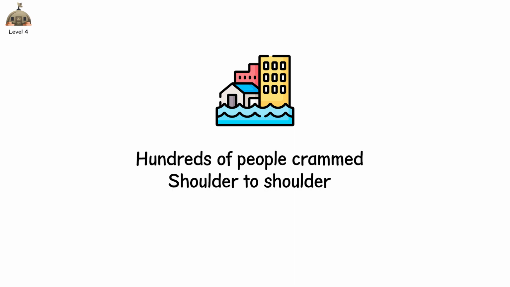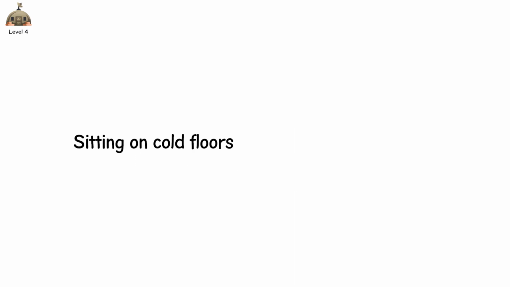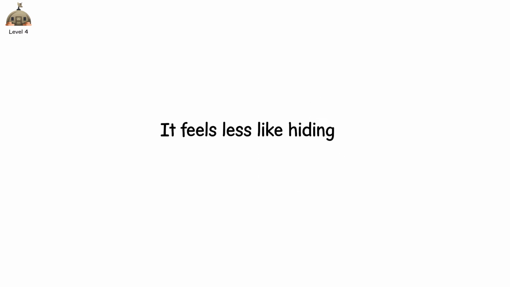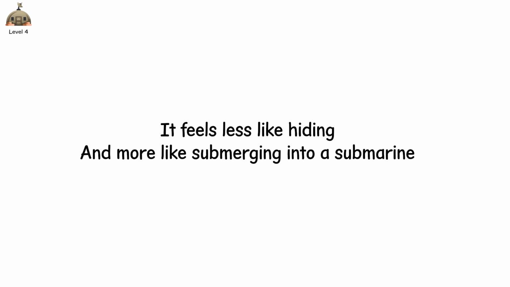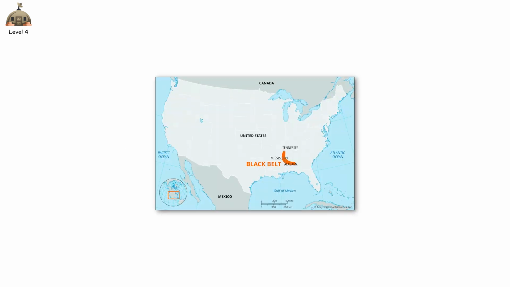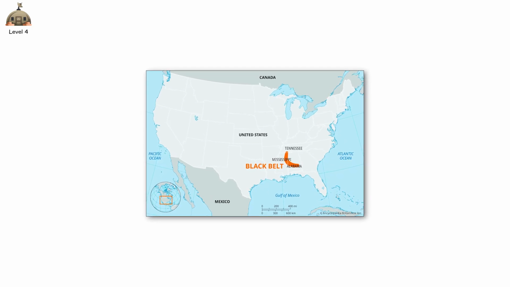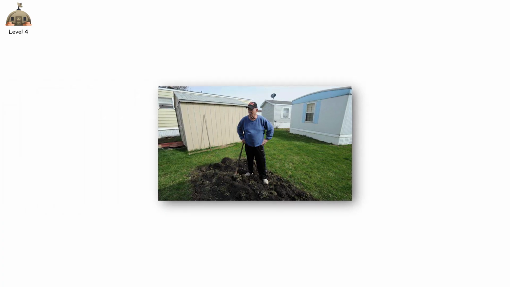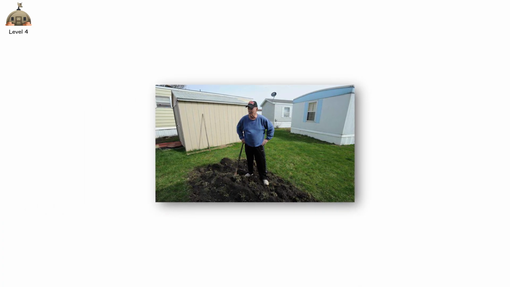Hundreds of people crammed shoulder to shoulder, sitting on cold floors, waiting for the storm to pass overhead. It feels less like hiding and more like submerging into a submarine. Everyone sealed in, hoping the walls hold. During outbreaks in Alabama and Mississippi, these community shelters saved hundreds. Whole trailer parks were flattened above ground, but everyone who had gone below walked out alive.